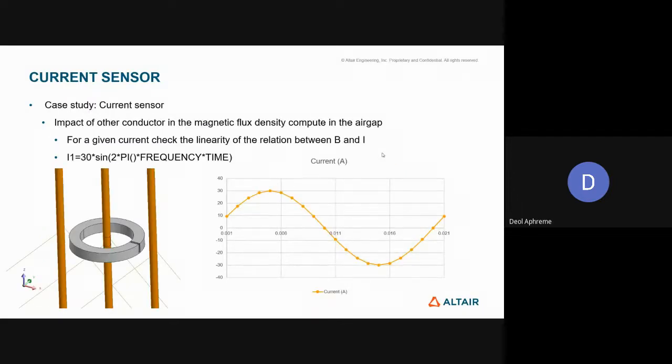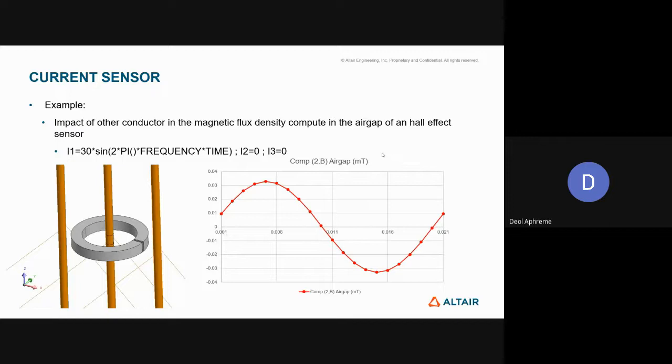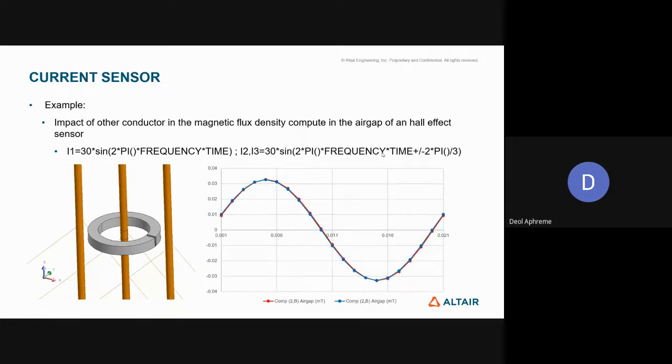As you can see here, this is the current that is being pushed through one of the conductors, and you can see the current that is developed in the current sensor. This is because of the air gap. So in the Hall effect sensor, you can check the air gap effect by pumping current into this. Again, one phase is excited, the phase in the center is excited, and the magnetic flux density of the sensor is computed.